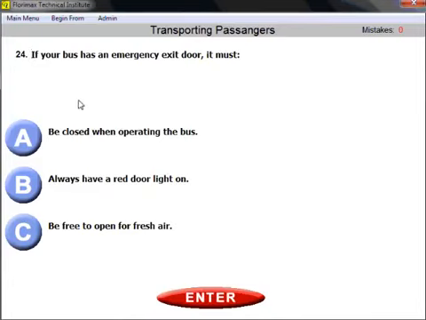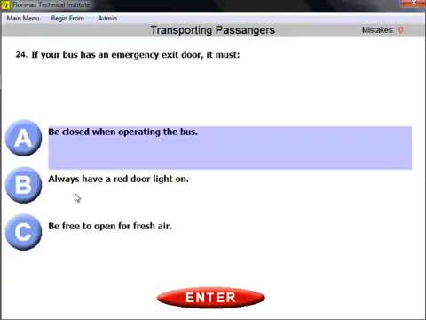Question number 24. If your bus has an emergency exit door, well, actually every bus should have it, but again, it must be what? It must be closed when operating the bus. Again, general common sense. Of course it should be closed when you are on a road, when you have passengers on the road, when you drive on a highway, on a road, it should be closed.